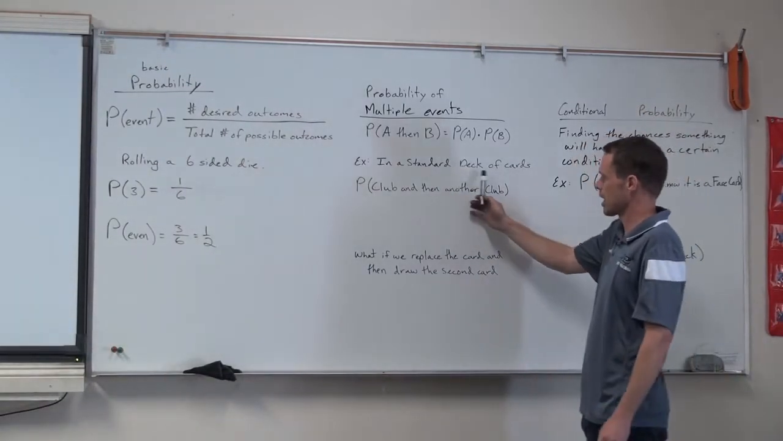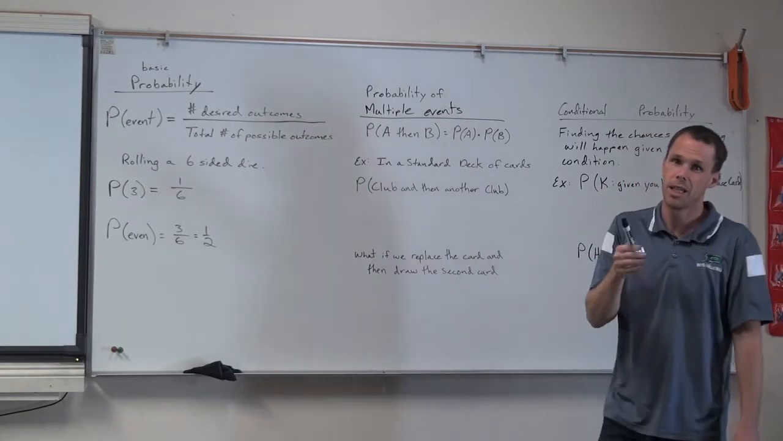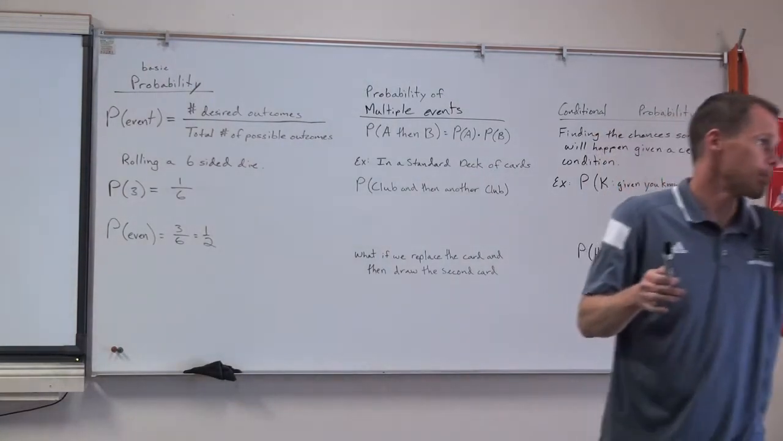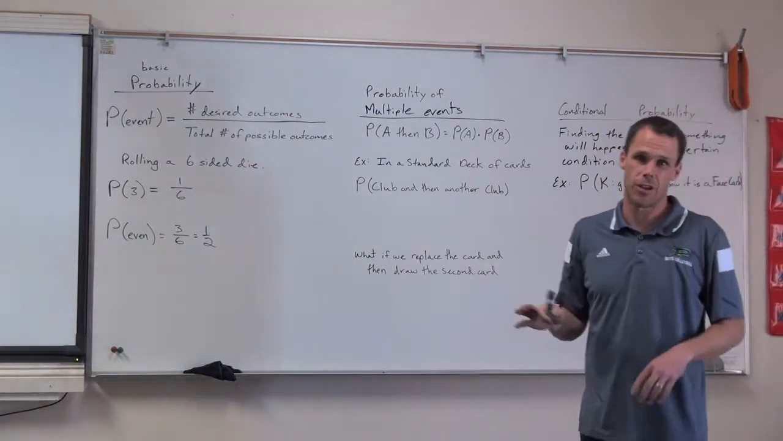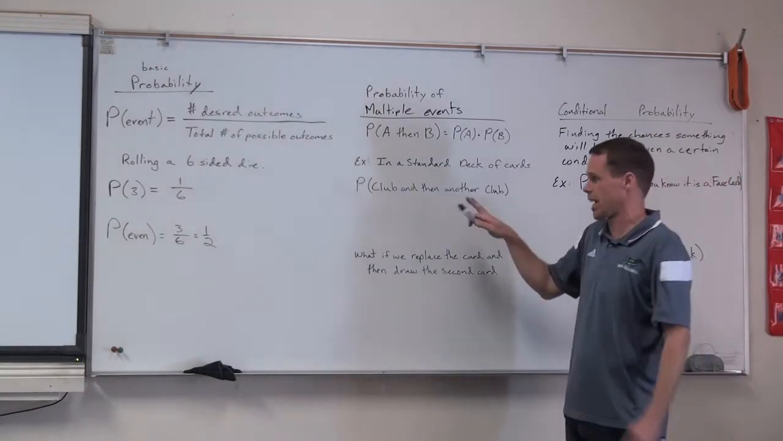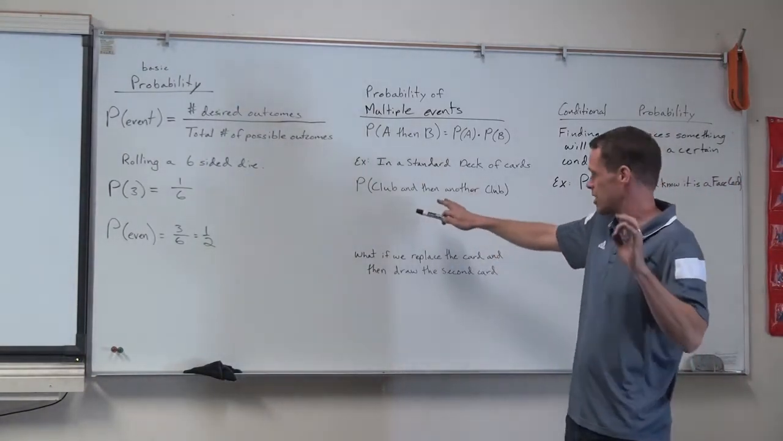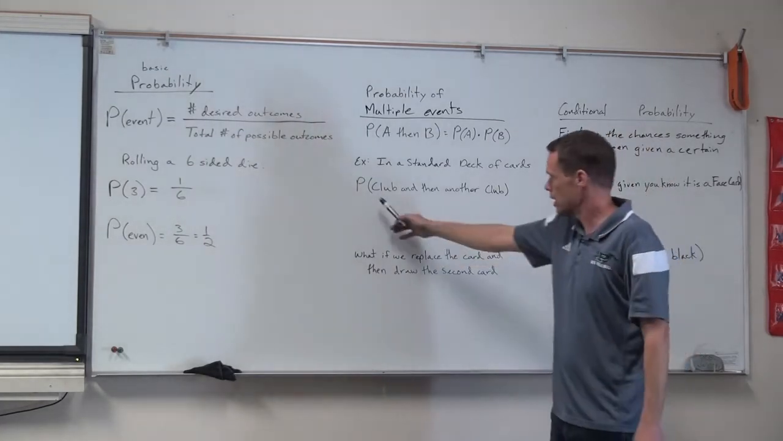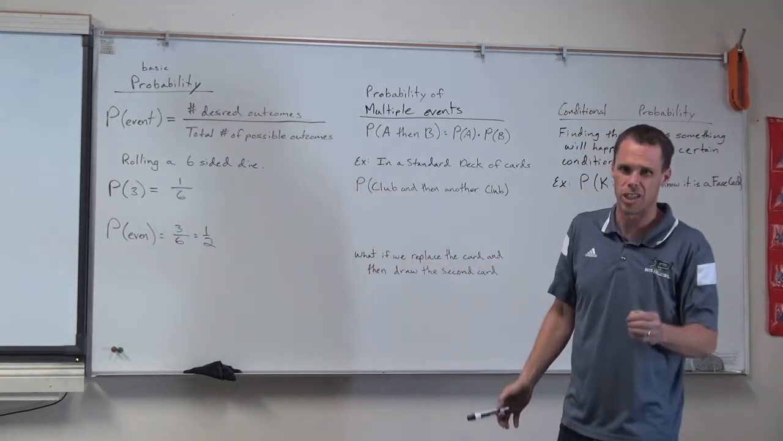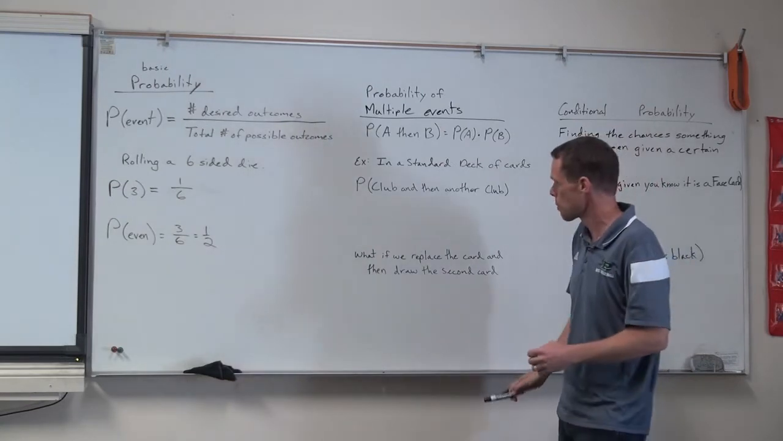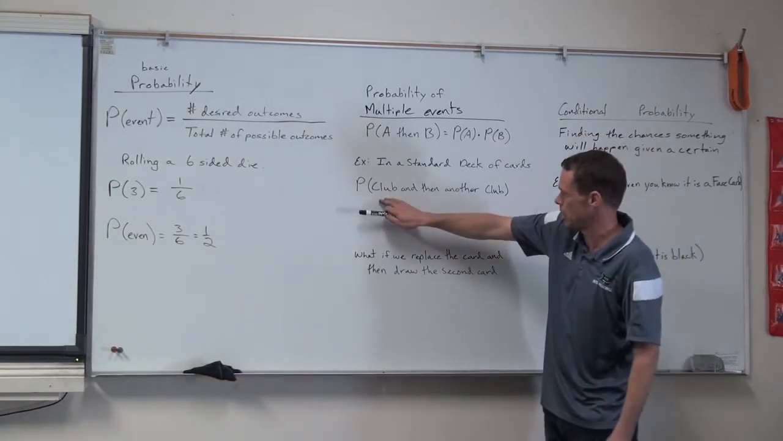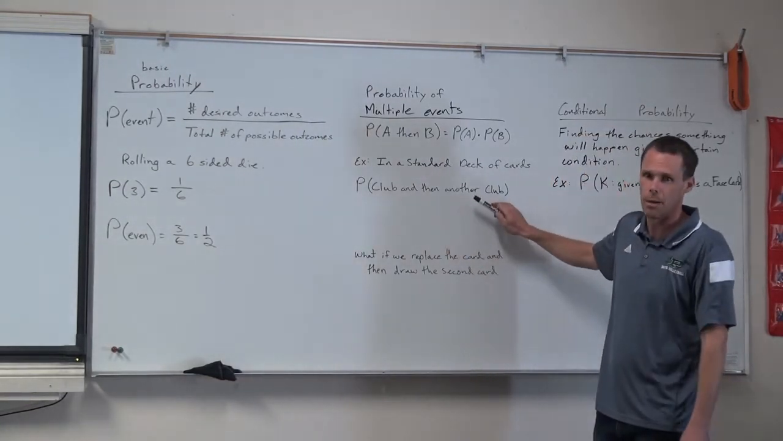In a standard deck of cards, and on your assignment, I have put together an example of what a standard deck of cards is. And so I'll talk now that there are 52 cards. Clubs is one of the 4 suits. Each has 13 cards. So this says probability of a club and then another club.